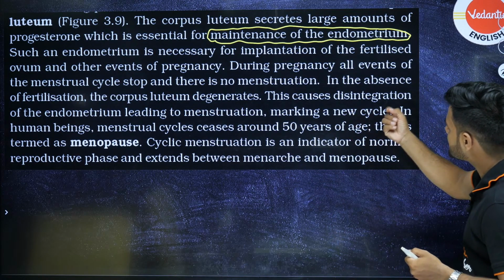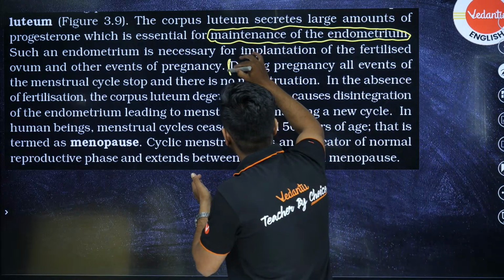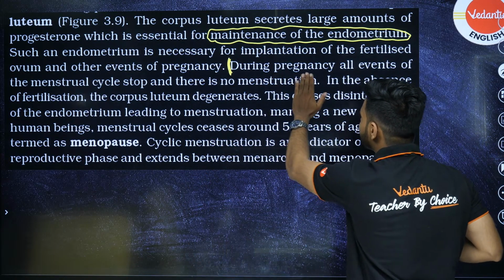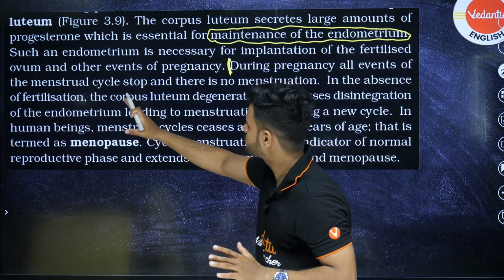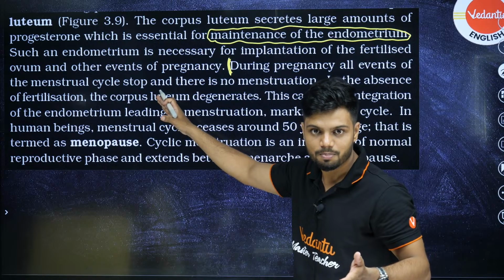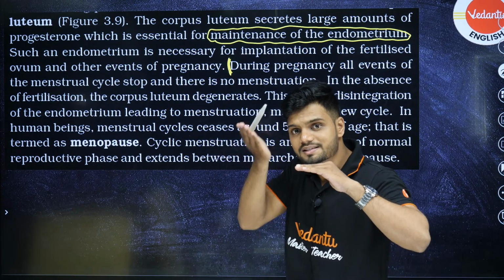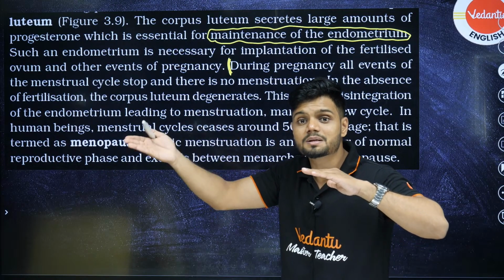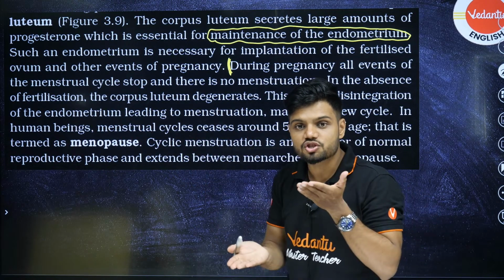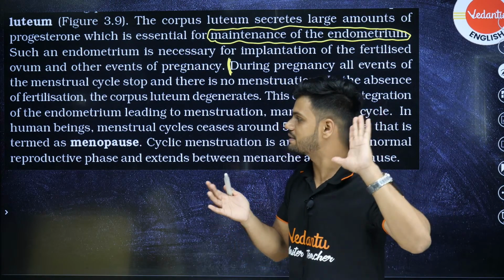Now, during pregnancy, all events of the menstrual cycle stop. Very important. Why does it stop? Because there is a change in hormones now. Progesterone level is never going down. Progesterone level is always high because it also helps in pregnancy. So, as soon as there is a change in hormone levels, even the menstrual cycle stops during pregnancy, right?